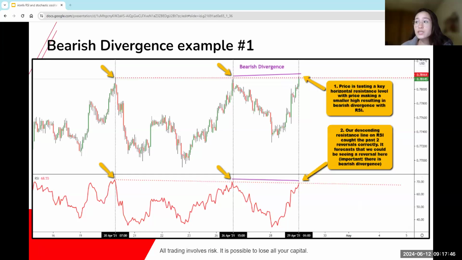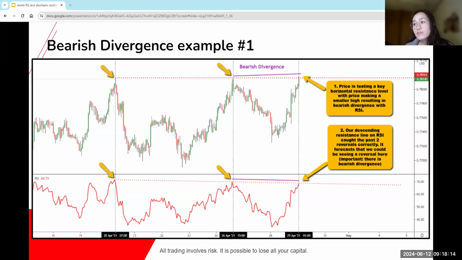Okay, so first example, we have price testing a key horizontal resistance level with price making a higher high, resulting in bearish divergence with the RSI. On our RSI, you can see a descending resistance line forming, and it caught the past two reversals correctly. So it forecasts that we could be seeing a reversal here.